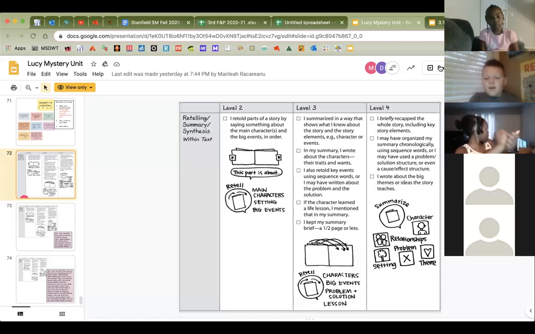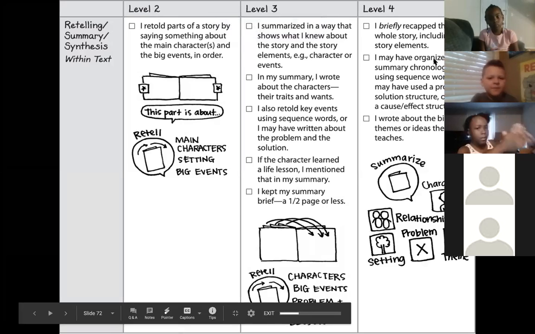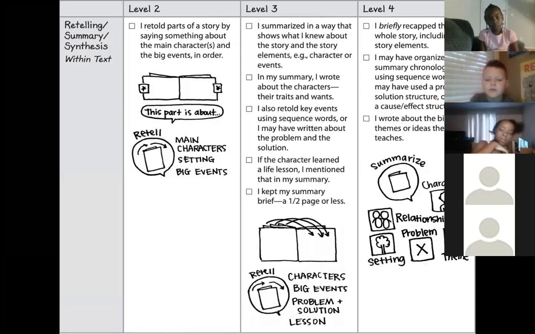All right. So if I look at this picture right here, this is how I can get my retelling to go from good to great to best. All right, so let's go ahead and read what it says in level 2, or my good category. So I retold parts of a story by saying something about the main characters and the big events in order.